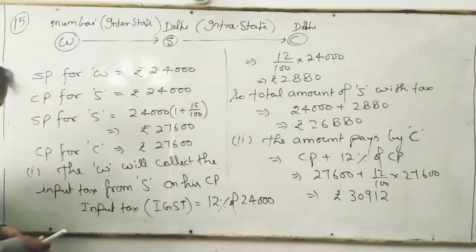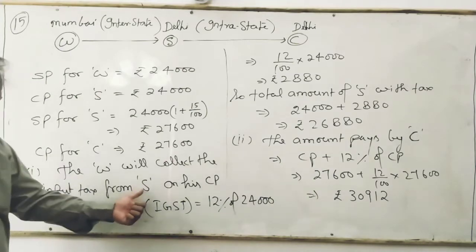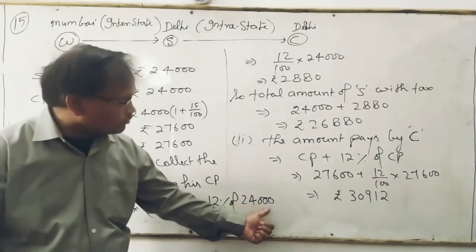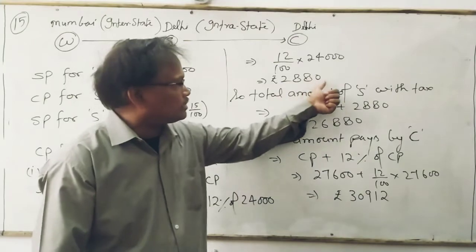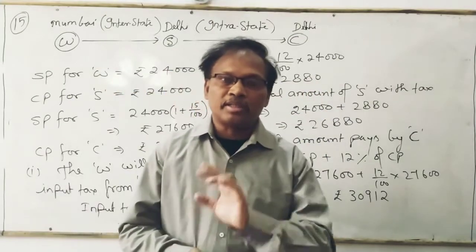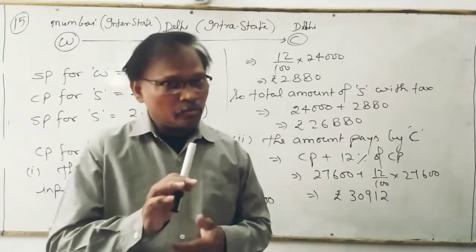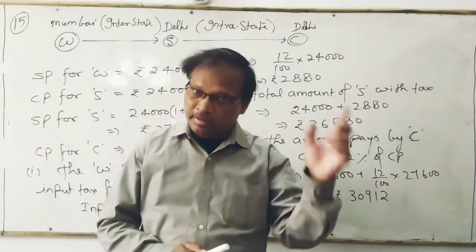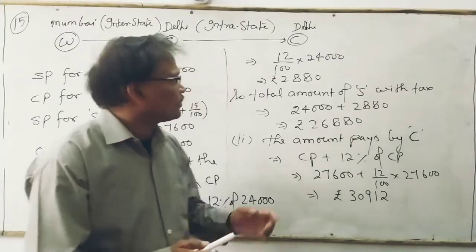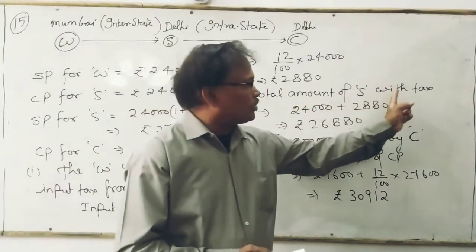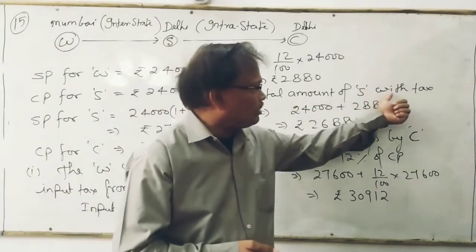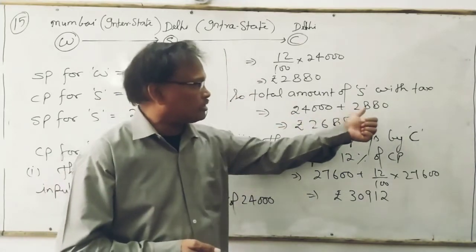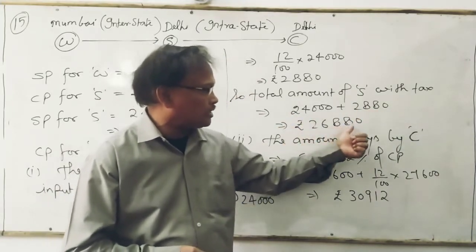So find the input tax for the shopkeeper, 12% of 24,000, that is 2880. This is the tax given by the shopkeeper to the wholesaler. Then wholesaler will pay to the government as IGST, integrated tax. Then the total amount the shopkeeper will pay with the tax is equal to 24,000 plus 2880, means 26,880.